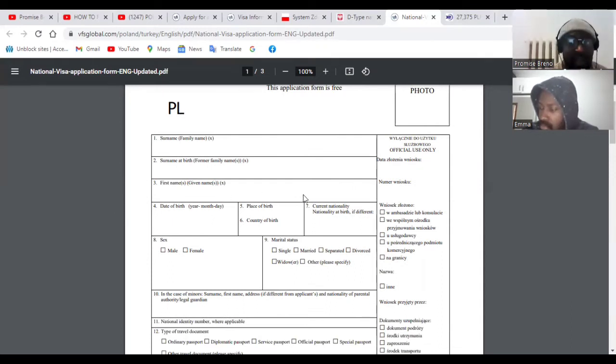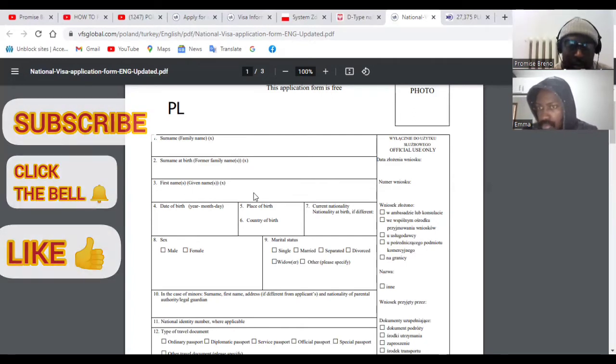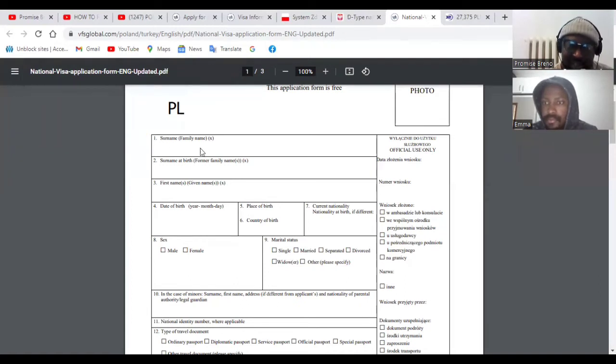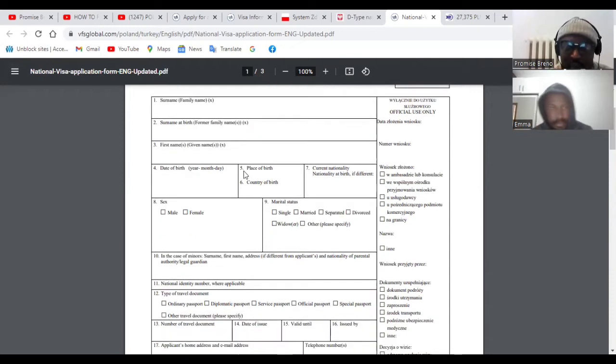Let's say, for example, you have three names. For example, my name is Nzube Promise Boniface. My first name is Nzube. Nzube is written here and Promise is written here, together. But Boniface is written here and Boniface is written here, and these are my surname. You get it? Let's move to the next one.